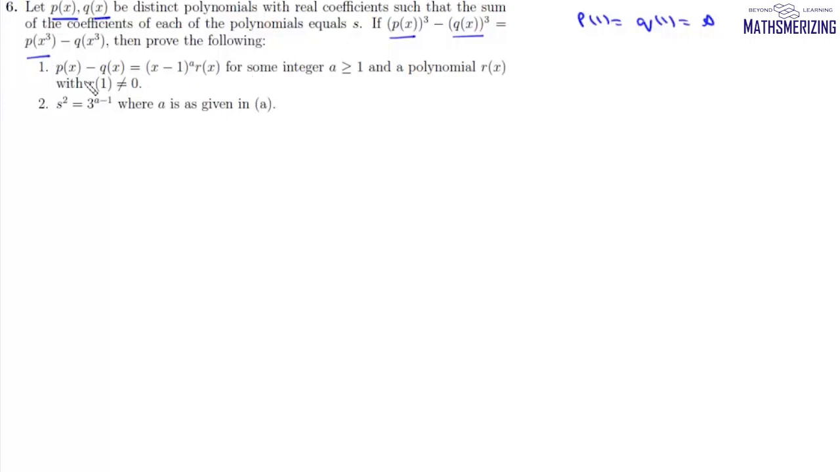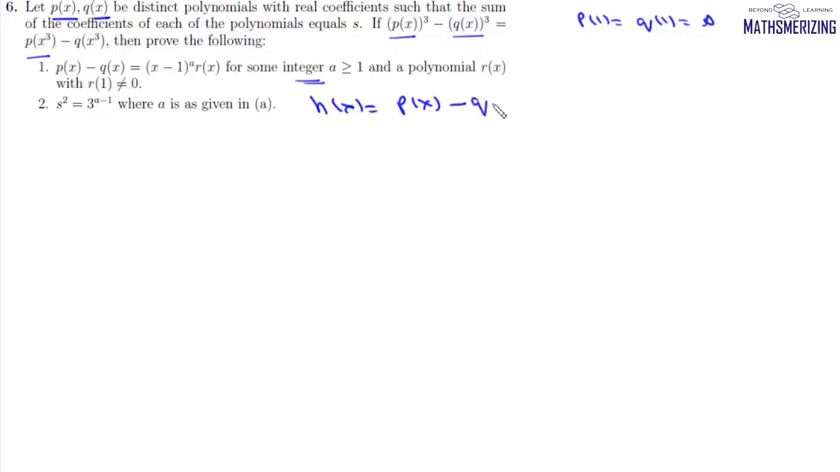And the first one is P(x) minus Q(x) equals (x minus 1) to the power a times R(x), for some integer a greater than or equal to 1 and a polynomial R(x) with R(1) unequal to 0, and s square is 3 to the power a minus 1, where a is given in the first expression.